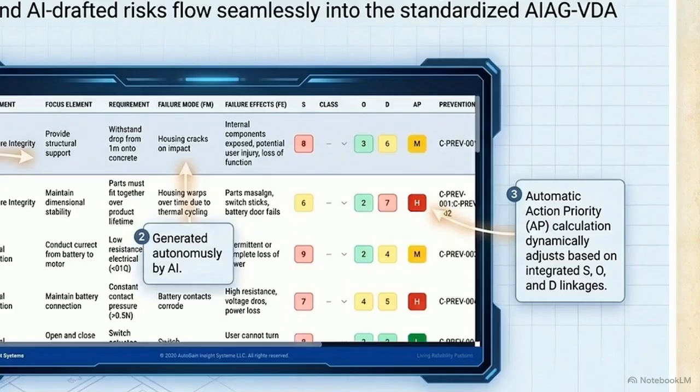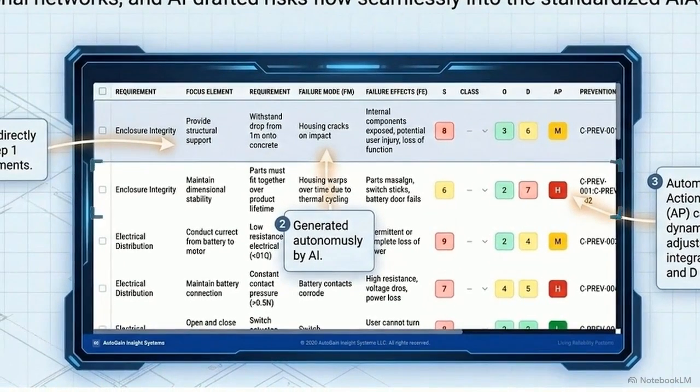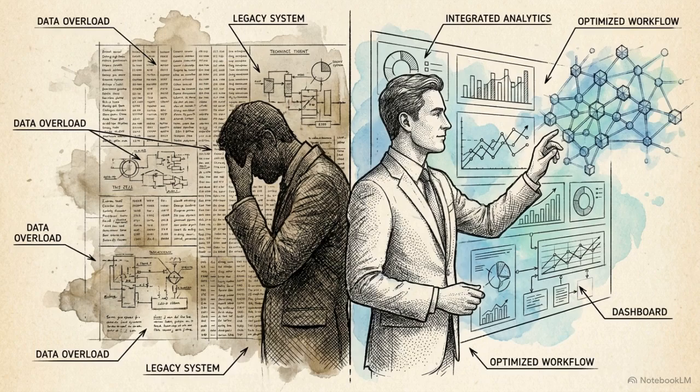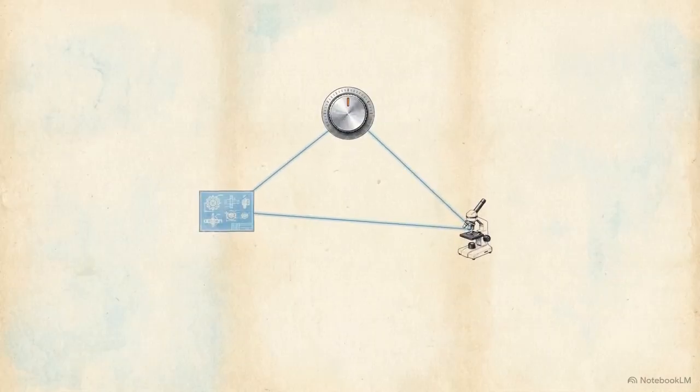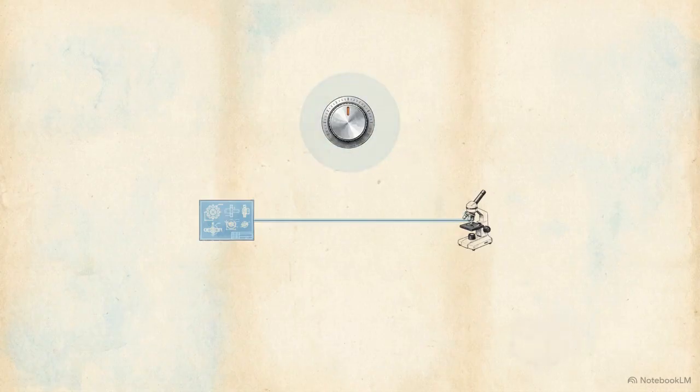These drafts are deposited into the master FMEA editor. Here, we can see the action priority column dynamically auto-calculating as it integrates severity, occurrence, and detection linkages. Because data flows through relational pathways, every generated row guarantees AIAG-VDA framework compliance without manual formatting. By automating the repetitive generation of standard risks, the reliability engineer is elevated from a data entry clerk to a strategic risk reviewer.